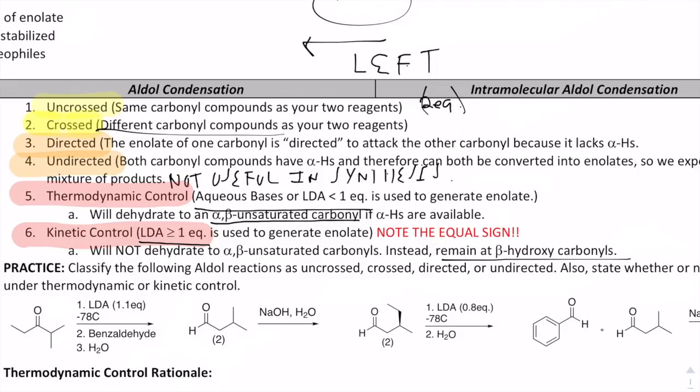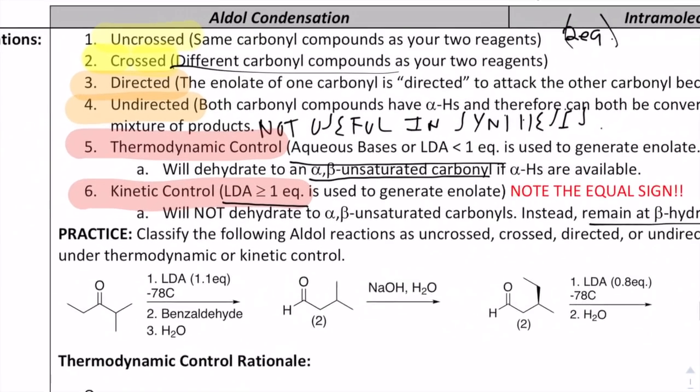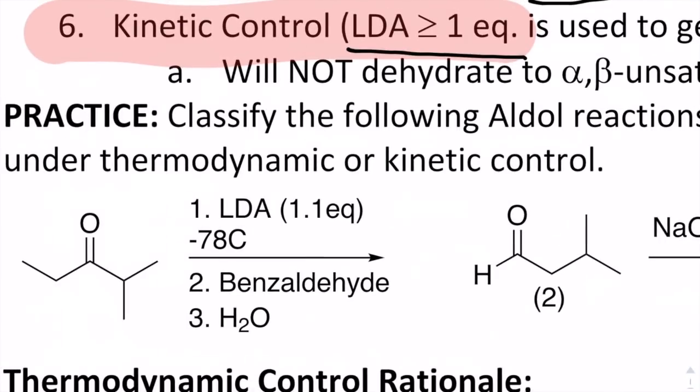Alright, so now we're going to just take some time to practice and figure out how we can classify these reactions. We're going to use the terms uncrossed, crossed, directed, undirected, and thermodynamic versus kinetic control to label these reactions and get some good practice with that. So the first thing I do is look at the control that it's under. If I see LDA is greater than 1 equivalent, I immediately know that I'm under kinetic conditions. So I can say that this is a kinetic reaction or under kinetic control.